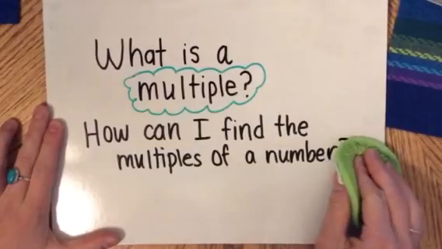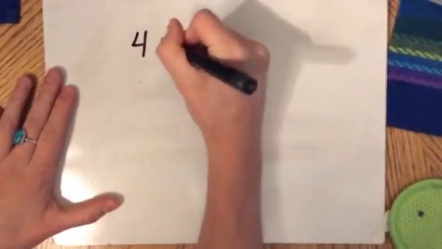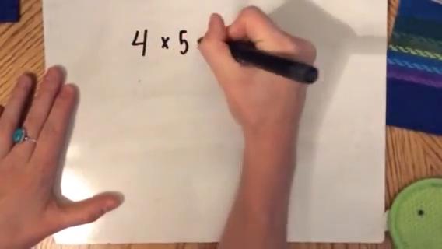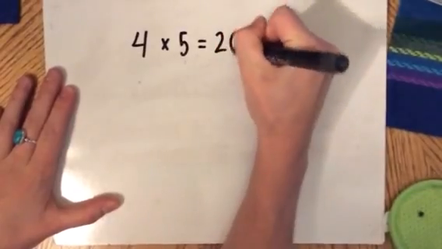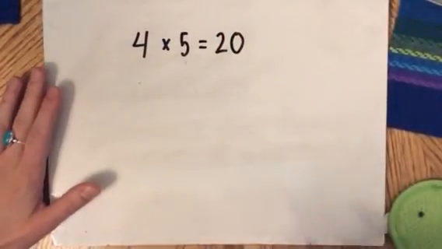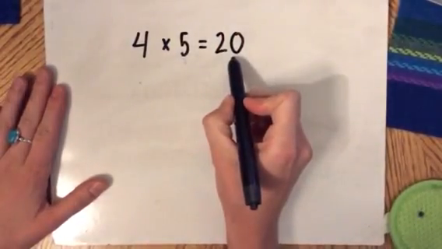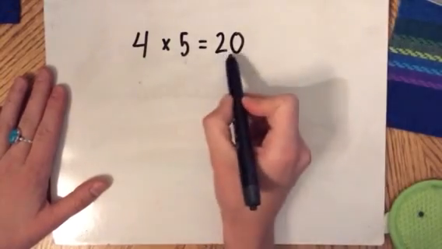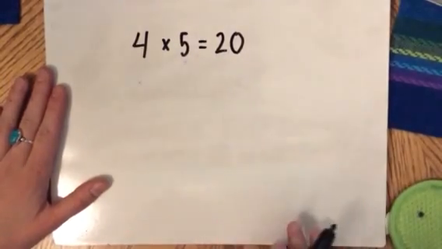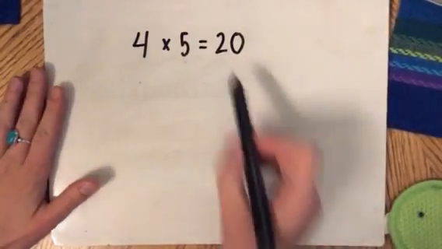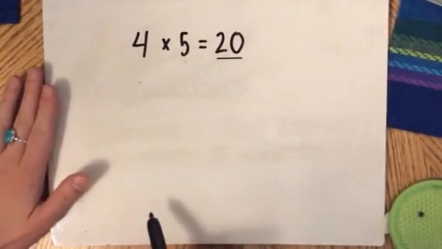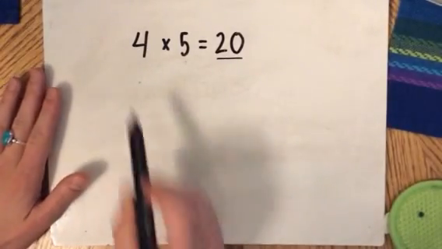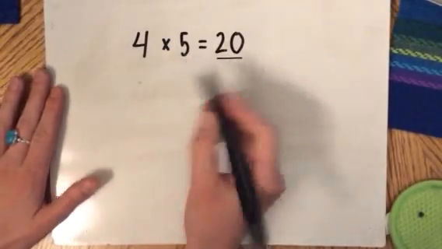First, let's start with the definition of a multiple. We're going to look at a multiplication equation to help us see that. We're going to look at this true equation: 4 multiplied by 5 is 20. In this equation, 20 is a multiple of 4, and 20 is also a multiple of 5. It's the product, or the answer I get when I multiply one number by another number.